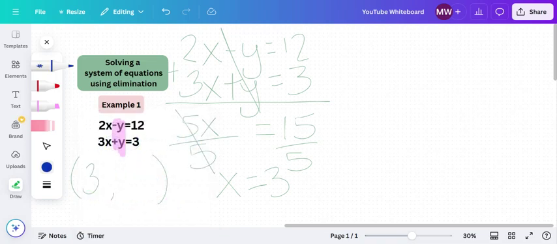Now that we know x, we can use that information to find y. You can go back and plug that 3 in for x in either one of the equations. It does not matter which equation you use from your original pair. Pick the one that you like best and put 3 in where you see x. You will get the same answer no matter which equation you use. I'm going to use the second equation. 3x plus y equals 3.